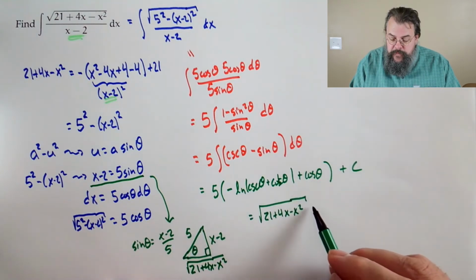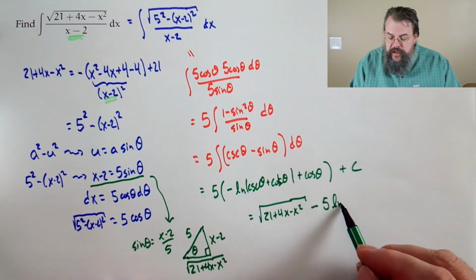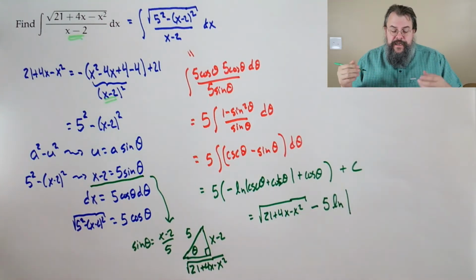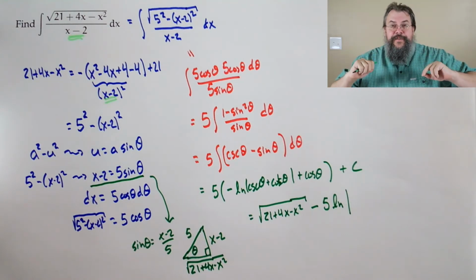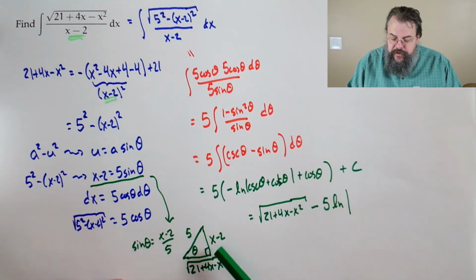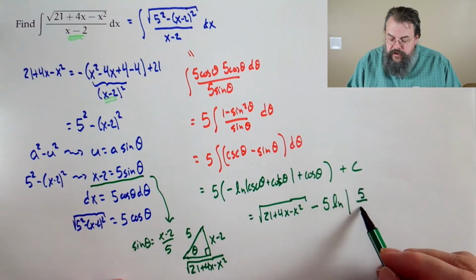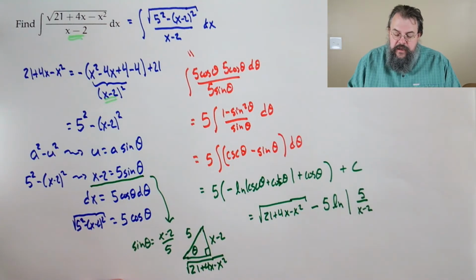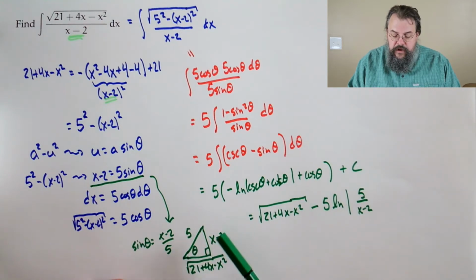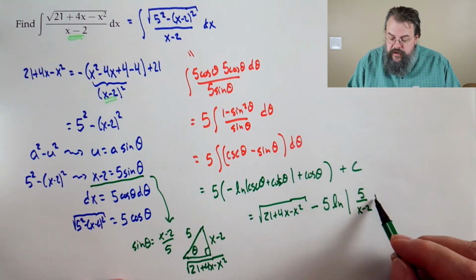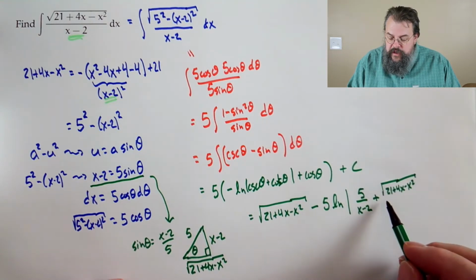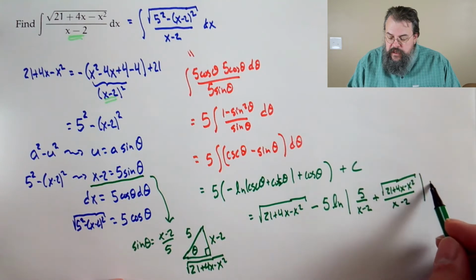Minus 5 natural log. Okay, cosecant. What's cosecant? Well, it's the opposite of sine. So sine is opposite over hypotenuse, so cosecant would be hypotenuse over opposite. 5 over x minus 2. And then cotangent. What is cotangent? Adjacent over opposite. So plus square root of 21 plus 4x minus x squared over x minus 2 and plus c.